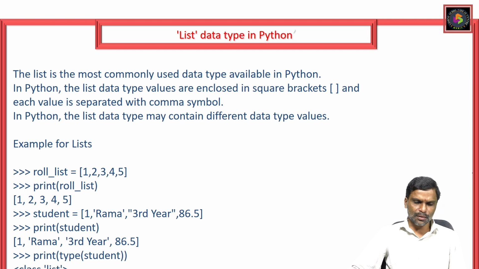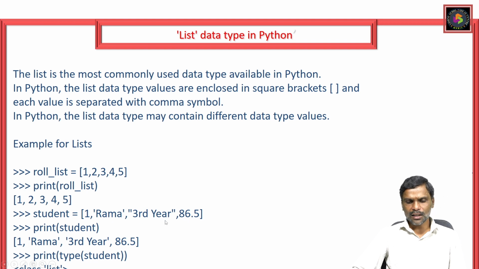Then here you can see the simple example, print row list. The elements the list contains will be printed here. Next, student: 1, an integer I am taking; Rama, a string; third year, again a string; and a float data type also, 18.6. The list contains all the types of data types here. So list is another data type which contains different types of data types. Print student: if I take this student, it will print all of this because it contains a list.